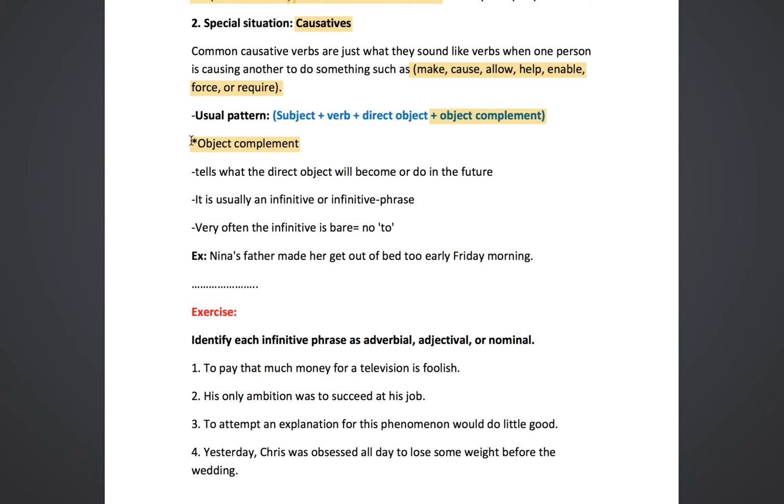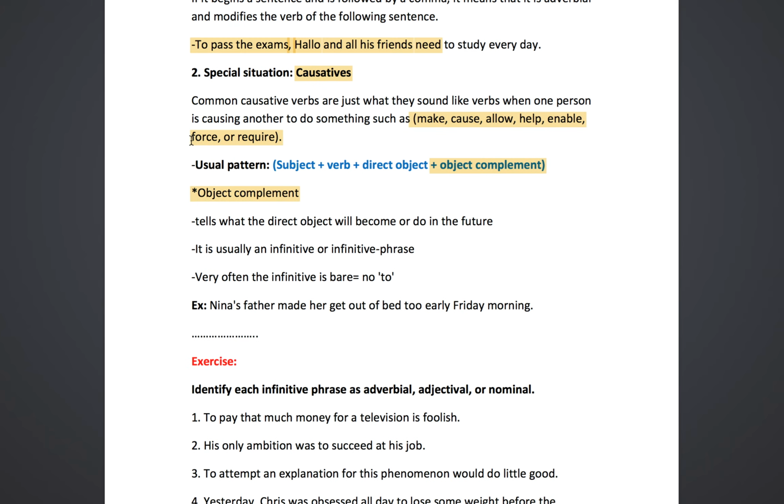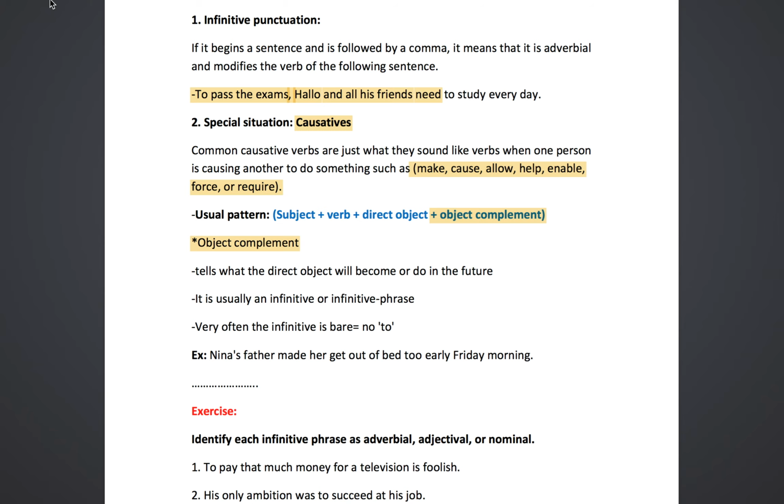Also, this infinitive could be bare. It means that we can omit to in a sentence. We only have the base verb alone without to, but you have to recognize it by the meaning or by this formula that we have here. This is the formula of causatives, which makes the work easy for you if you understand it.